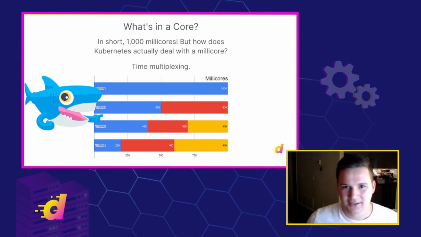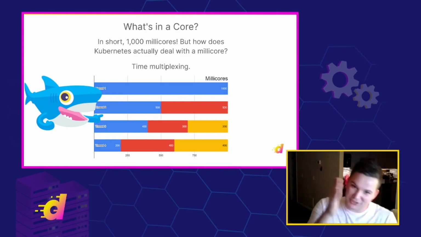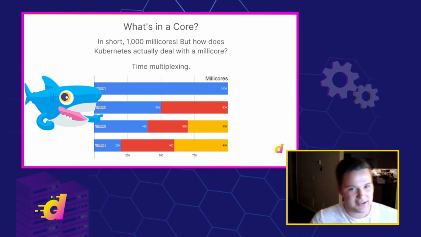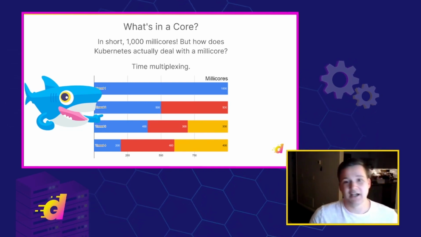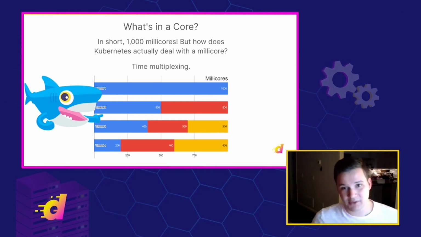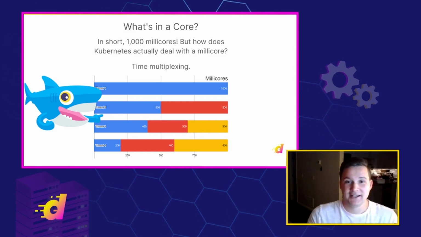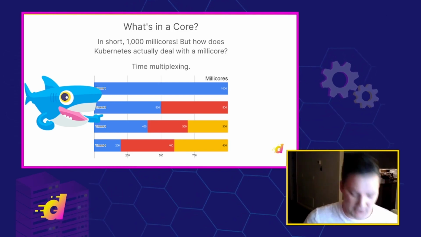What does that mean? 1/1000th of a CPU, like in perpetuity? Does it mean we chop up a CPU and there's actually a couple of transistors that we've got? No, it's time multiplexing. What does that mean? It means that the way Kubernetes discerns between allocations of a CPU is in 100 millisecond chunks.